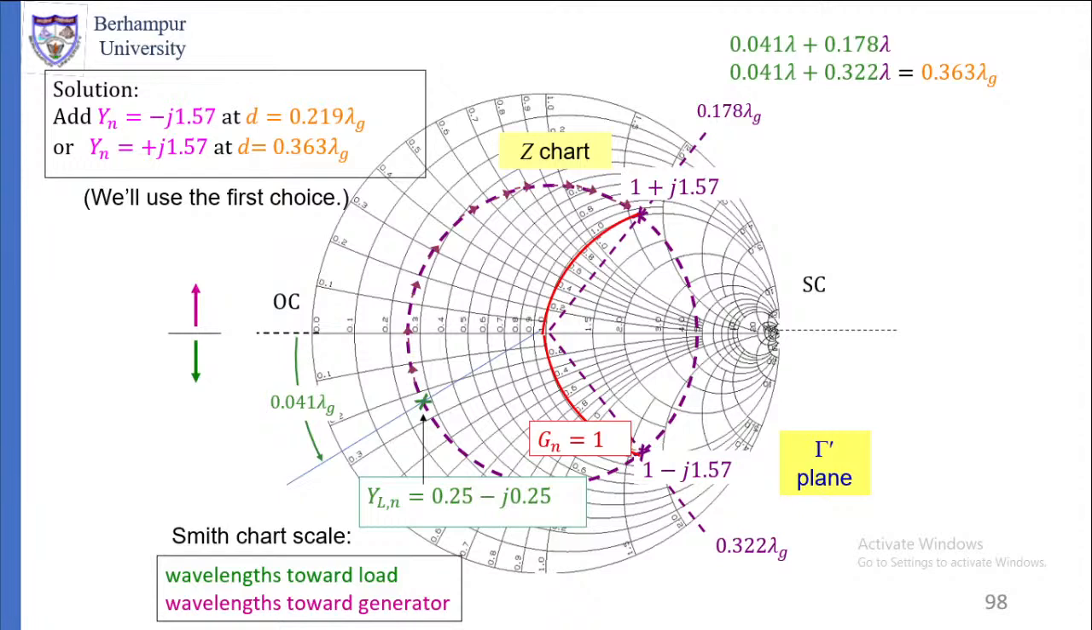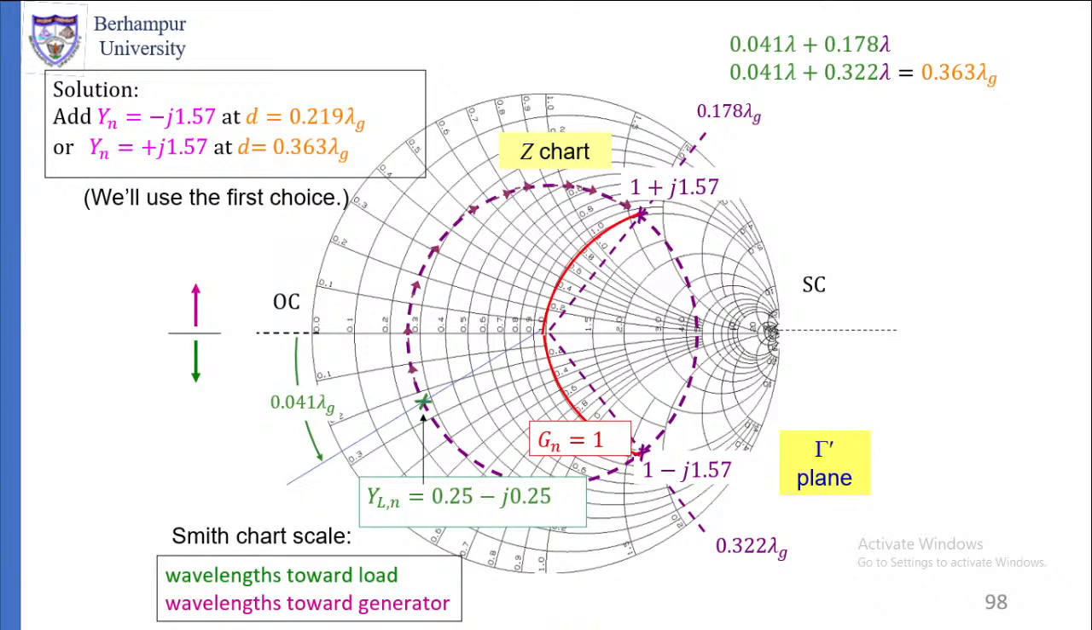Now from the open circuit end, if you move to the first intersection point, which is in the top plane, the point of 1 plus J 1.57, that distance d is equal to 0.178 lambda g. So from the open circuit end to the first intersection point, the distance is 0.178 lambda g. From the normalized load end to the open circuit end, the distance is 0.048 lambda g.